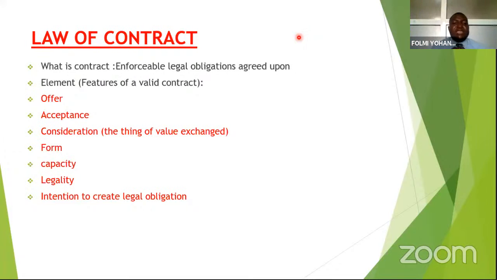So let's look at what are the basic elements or features of a valid contract. The basic features of a valid contract are offer, acceptance, and consideration. When we are talking about offer, we are going to look at offer in different lights. When I say offer, I'm talking about a party approaching another person and saying, I want to sell something to you. That's an offer. Let's say Mr. Johnson approaches Mr. John and says he has a Mercedes that he wants to sell to Mr. John. That's an offer.